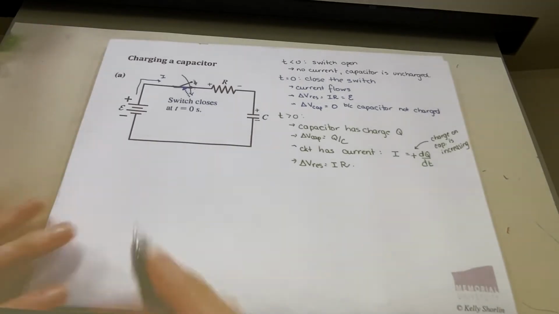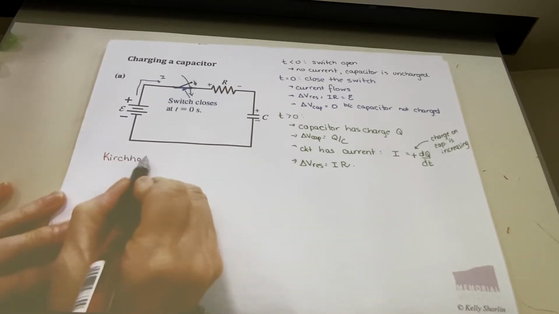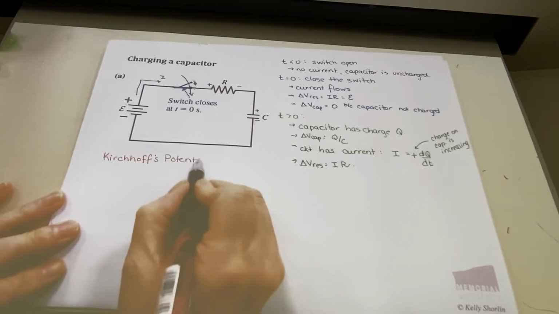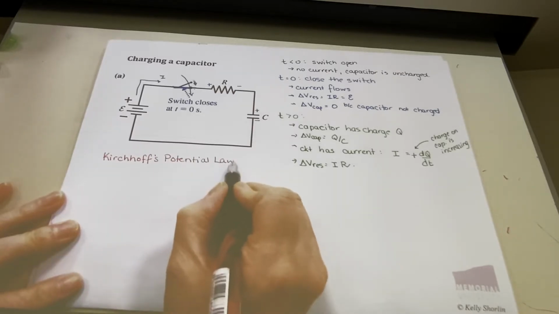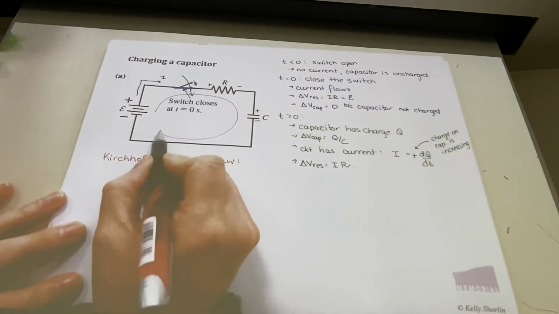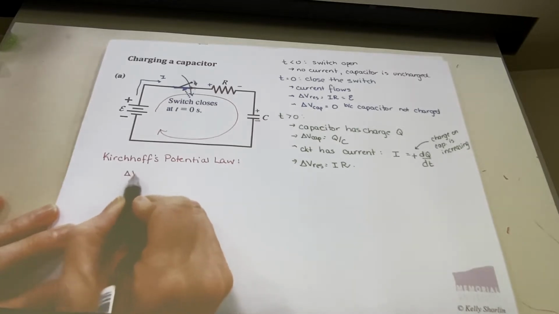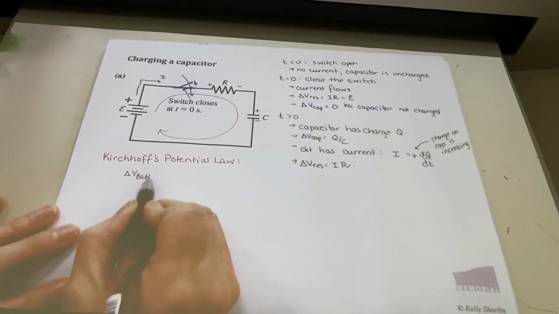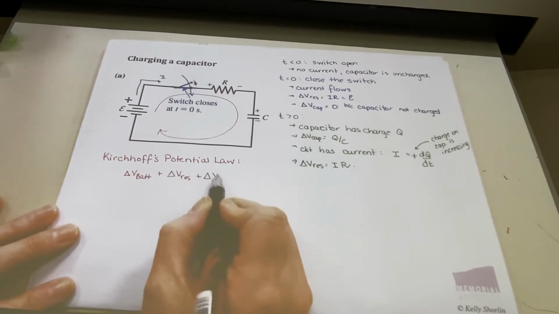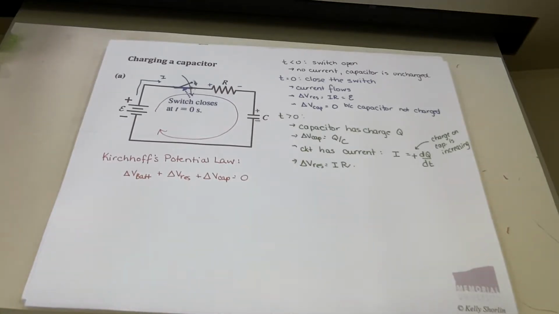So we want to write Kirchhoff's potential law. That means we take a loop around our circuit. We know that the net potential around the loop, delta V of the battery, plus delta V of the resistor, plus delta V of the capacitor, all has to equal 0. So there's our potential law.